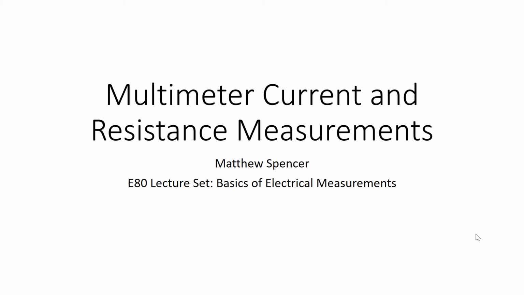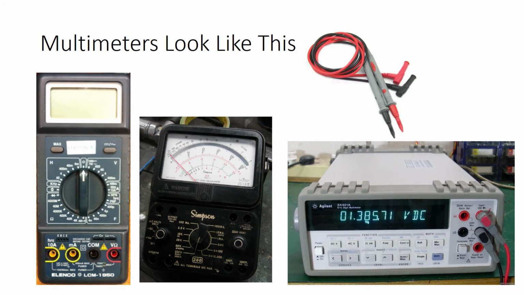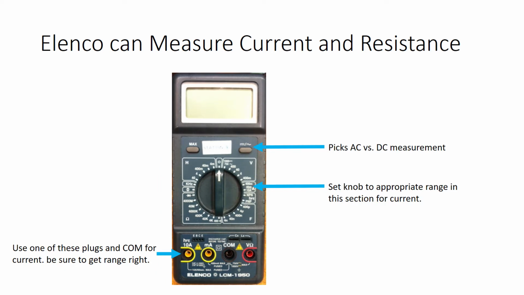In this video, we're going to be talking about using the multimeter to measure current and resistance. We already talked about what multimeters look like and what probes you use with them in the voltage measurements video. This slide is just a reminder that these are the kind of multimeters that you're likely to find in the labs at MUD. We've already talked about taking voltage measurements with the Elenco.